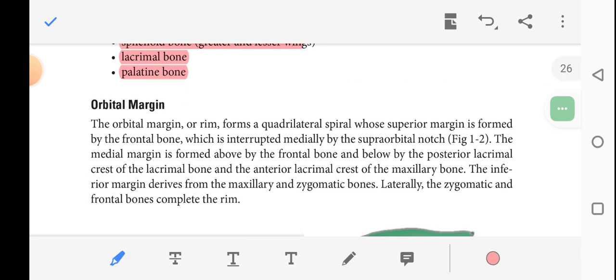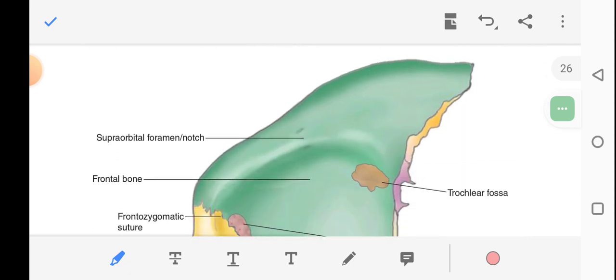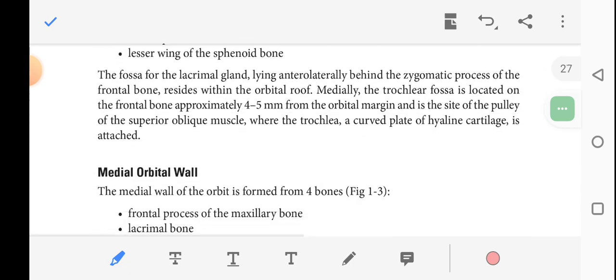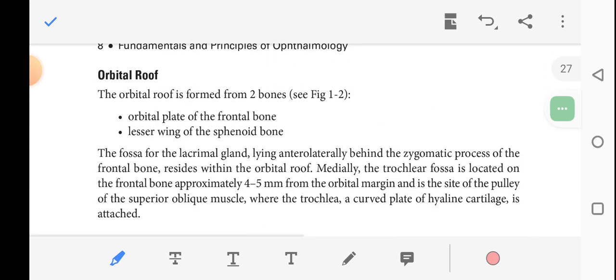In my next video I'll be talking about the orbital margins and the respective roof, floor, and medial wall.